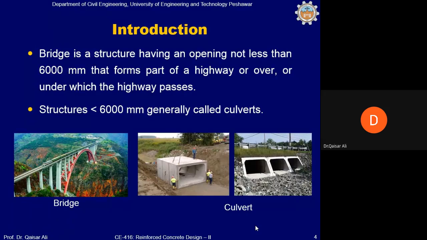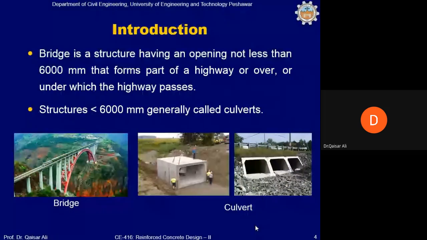And then the difference between a bridge and a culvert: the definition is not very clear and defined in many books. However, for the purpose of terminology, we will call those structures culverts whose total overall span is less than 6 meters or 6,000 millimeters. So any opening with less than 6 meters, if it becomes part of a highway, will be called a culvert.